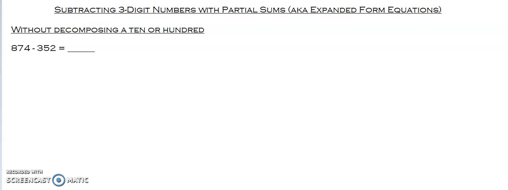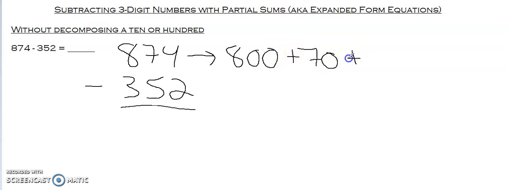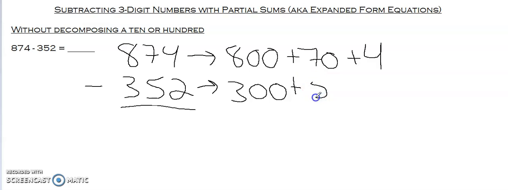Right now it's in a horizontal equation. We want it in a vertical equation. So we're going to put 874 minus 352. Then off to the side, I'm going to put each number in expanded form. So 874 in expanded form is 800 plus 70 plus 4. 352 in expanded form is 300 plus 50 plus 2.